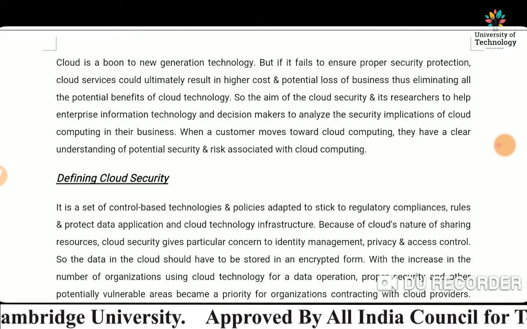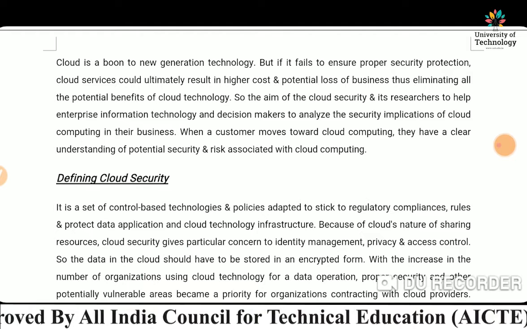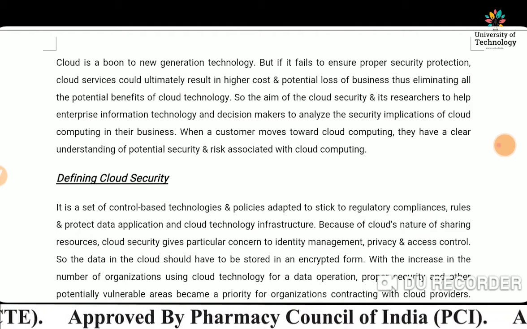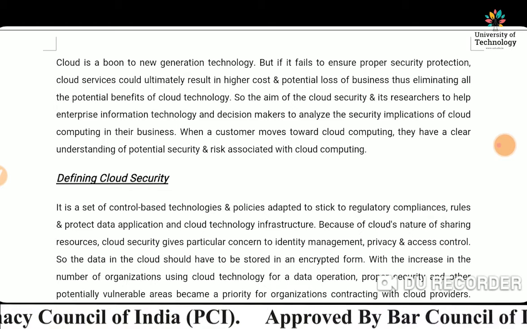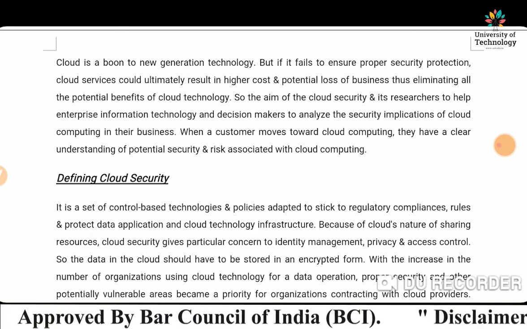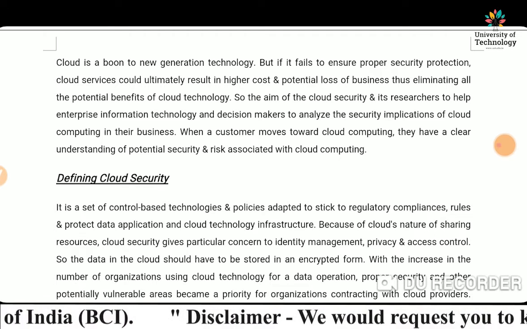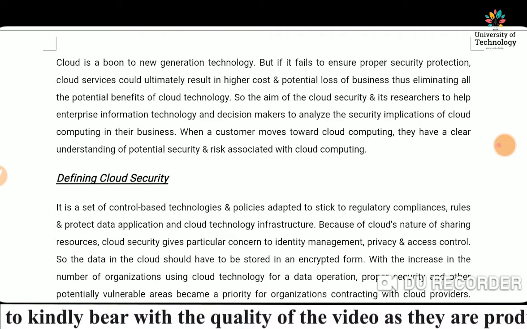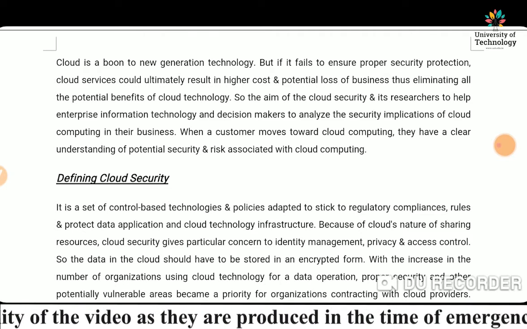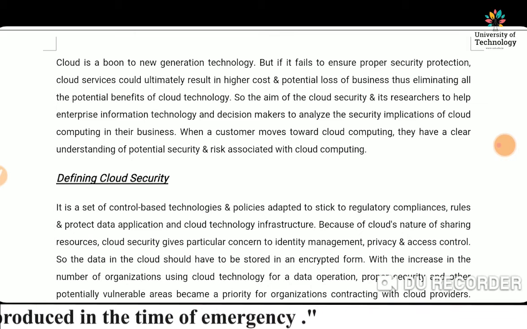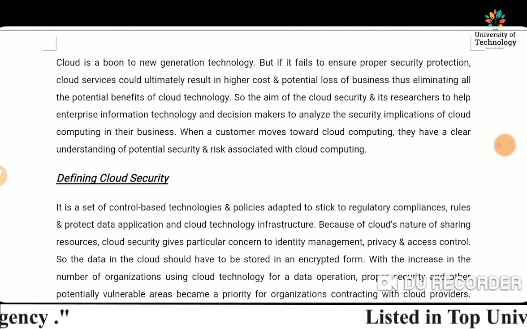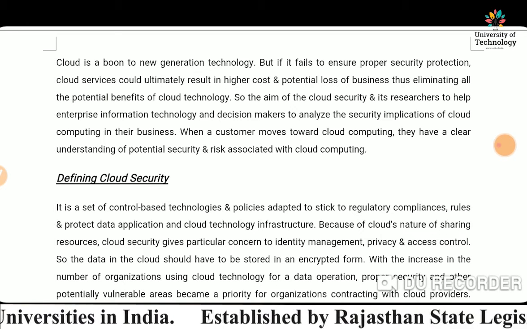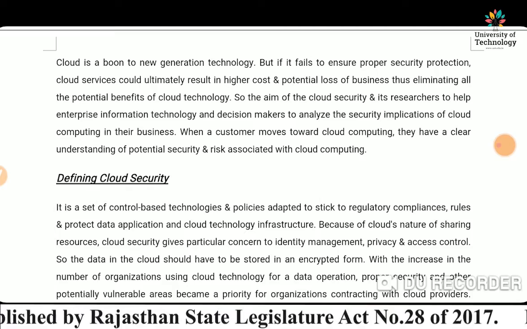So if we talk about the challenges, cloud is a boon to new generation technology. But if it fails to ensure proper security protection, cloud services could ultimately result in higher cost and potential loss of business, thus eliminating all the potential benefits of the cloud technology. So the aim of cloud security and its researchers is to help enterprise information technology and decision makers to analyze the security implications of cloud computing in their business. When a customer moves towards cloud computing, they should have a clear understanding of potential security and risk associated with cloud computing.